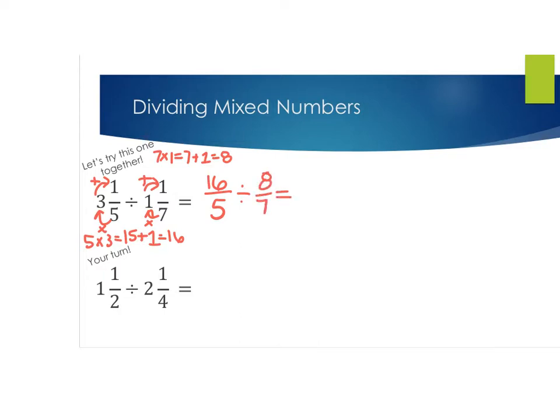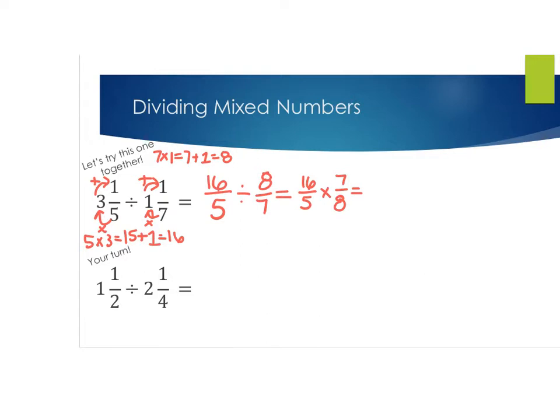All right, now that I have two improper fractions, I can now divide by a fraction. Here's a tip. Keep that first fraction the same, change division to multiplication, and flip my second fraction. So now it's 7 over 8. And now I can just multiply.